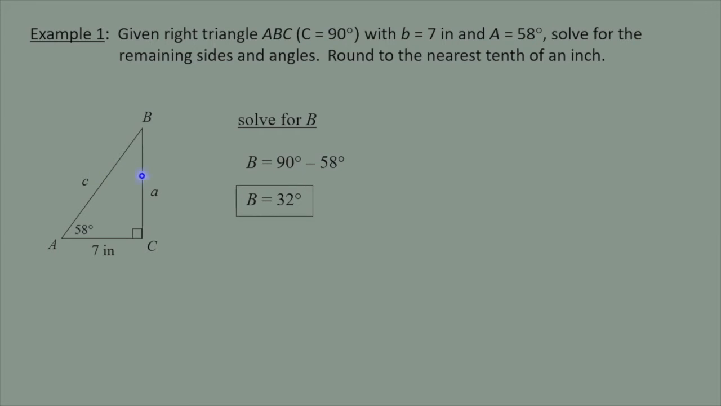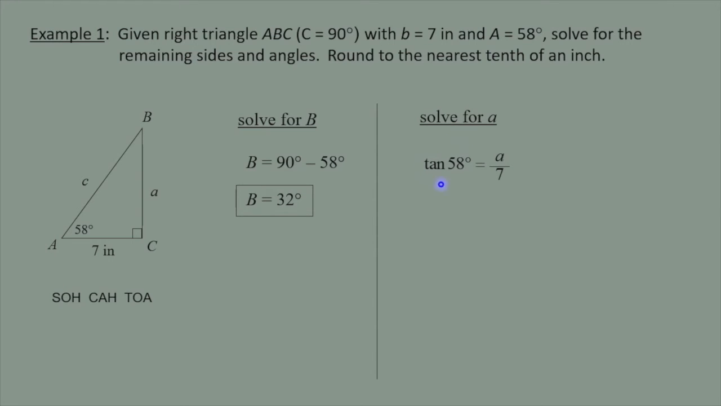Now for each of the two remaining sides, we need to find a trigonometric function that relates the side we're solving for with the given side. Here's a reminder of the right triangle definitions. Let's start with side a. Here we're solving for the unknown side, which is opposite to this angle, using the given side, which is adjacent to this angle. That means we're going to be working with the tangent function, which gives the ratio of the opposite leg to the adjacent leg. So in this diagram, the ratio of side a to side b is given by the tangent of 58 degrees.